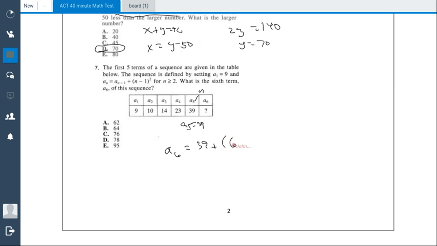Plus 6 minus 1, because that's my n value. My n value is 6. Minus 1 is 5, and then squared. And so this would be 39 plus 25. And so my answer would be B.